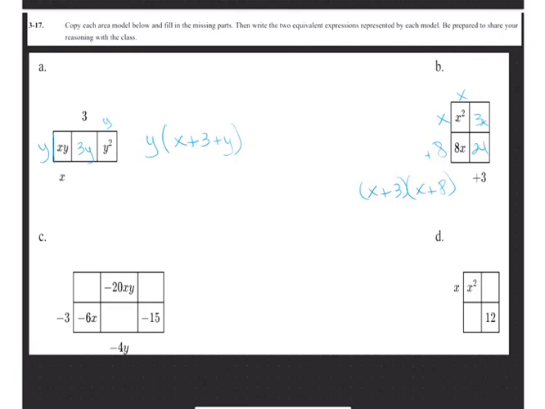And then if we wanted to, we can combine all of the stuff on the inside, and we can actually come up with another way of writing this, right? So this would be the same thing as x squared plus 11x plus 24. Same thing on a, right? I can go through and I can combine. I'm just going to write it as y squared plus 3y plus xy, right? All right.